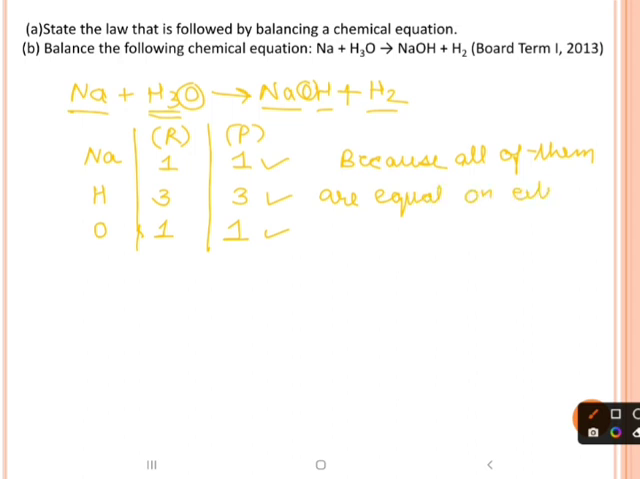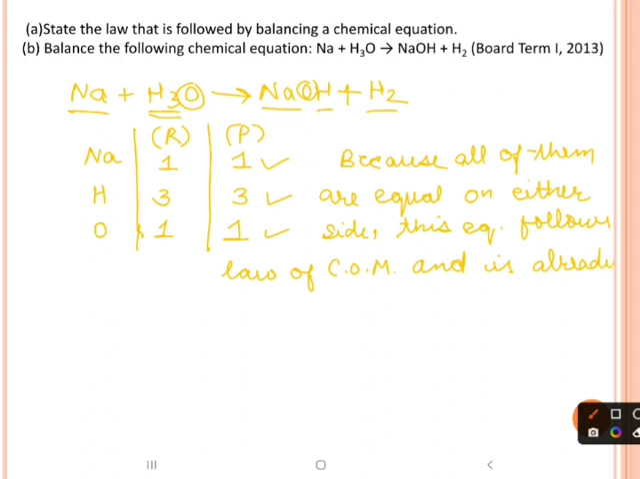on either side, so this equation follows the law of conservation of mass and is already balanced. We know this thing, this equation is already balanced. There is nothing to be done on either side because all the atoms are equal on both sides. That's why we can say that this equation is already balanced.